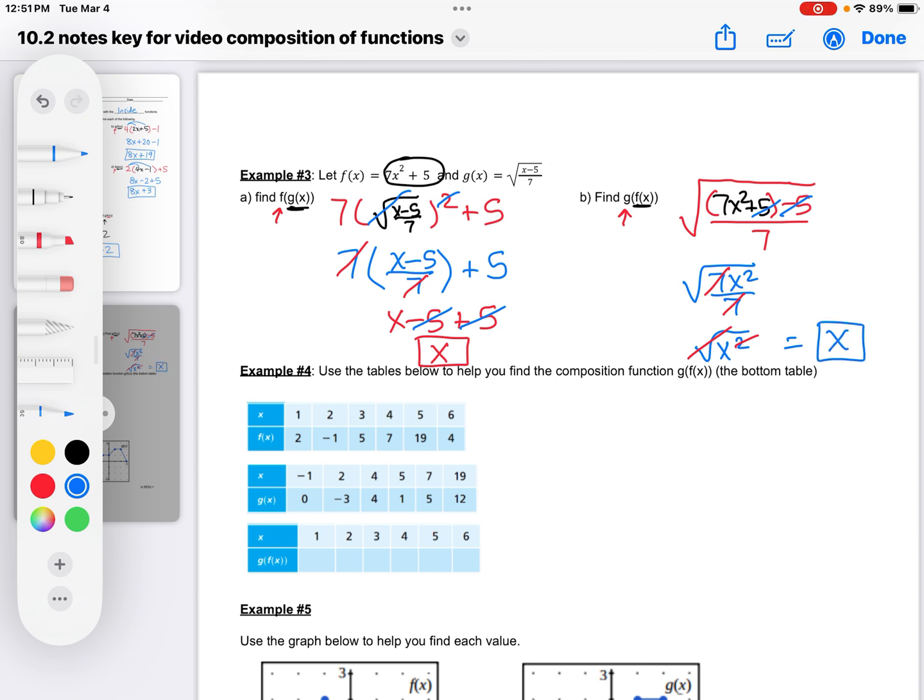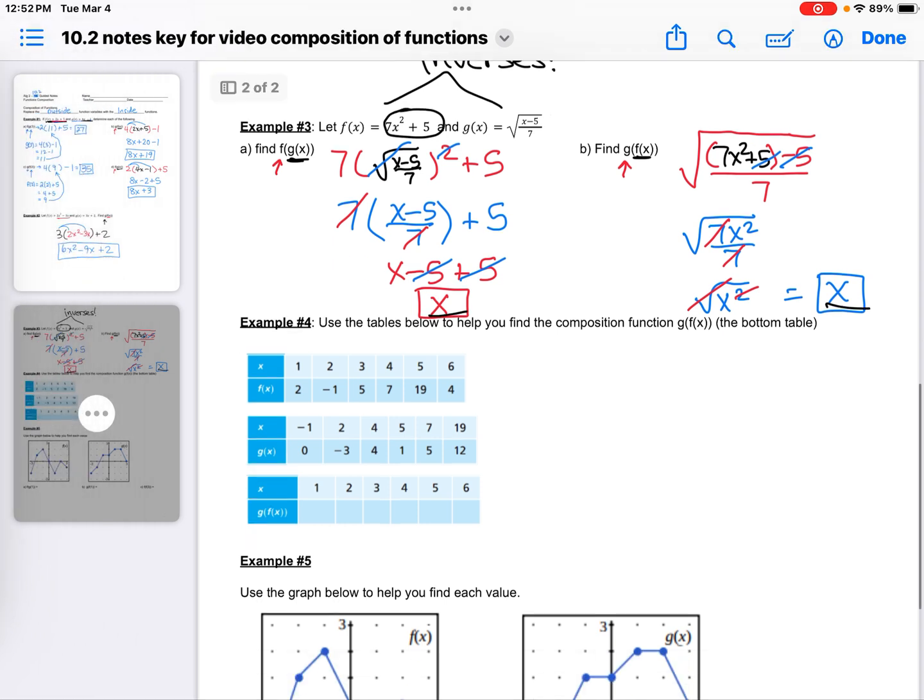When this happens, when both compositions give you x as your answer, what we would say is that these things are inverses. Now you might be thinking, what does that mean? We'll talk about this after spring break, but just know right now that these are inverses because we ended up with x in each situation, okay?